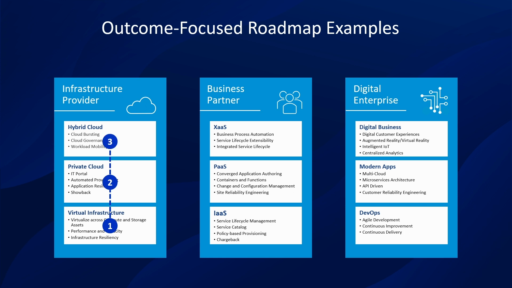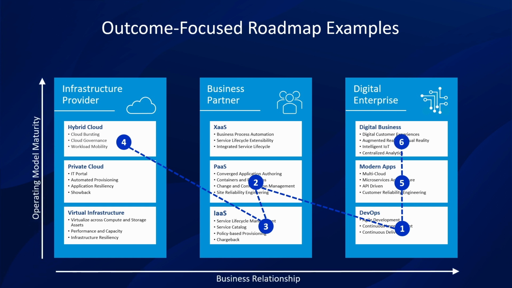Your outcome-focused roadmap, you can say, I just want to remain an infrastructure provider, but I want to move up into hybrid cloud. That's fine as well. You can say, I want to move into infrastructure as a service, for which you need private cloud. Last slide, or whichever way. So look for a partner who can help you build that outcome-focused roadmap for your organization and for your business.